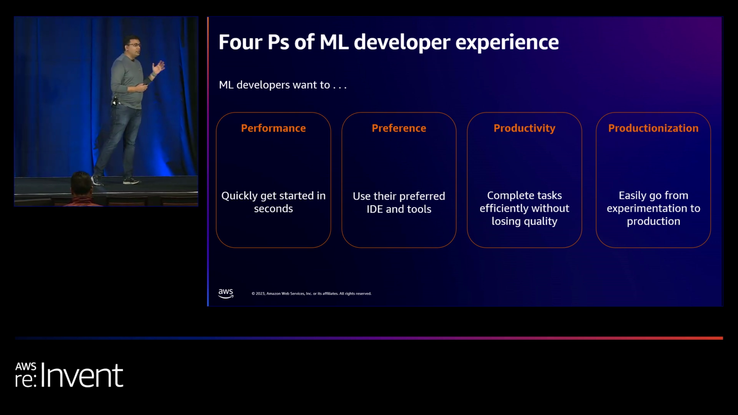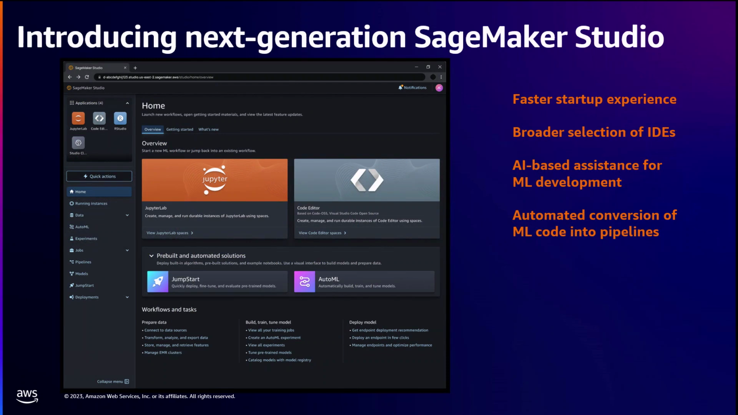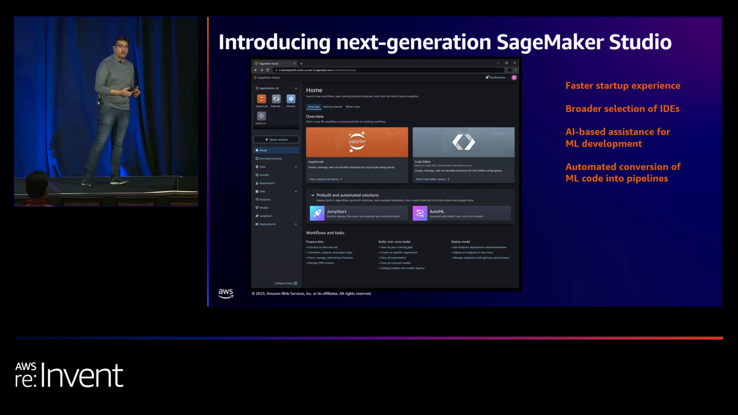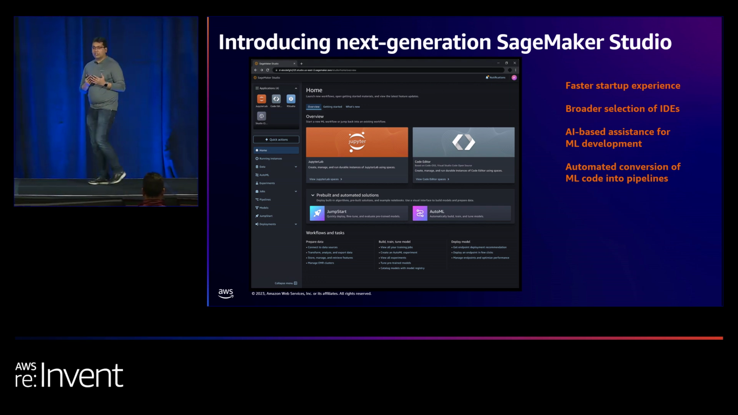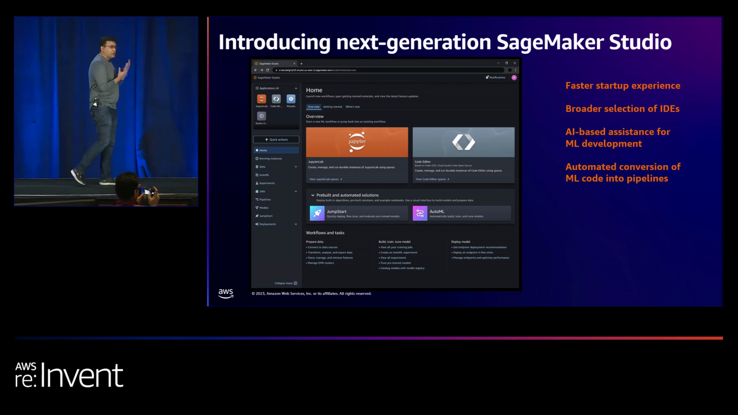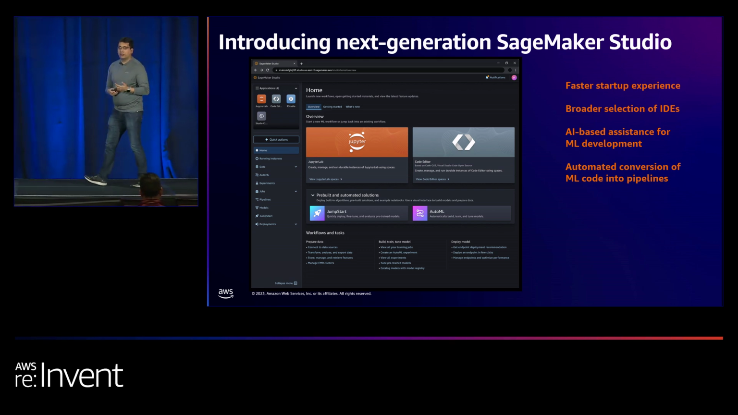And in order to address all these 4 Ps, the 4 key pillars of the developer experience, I'm super pleased to announce the launch of the next generation of SageMaker Studio that comes with a blazing fast startup experience, an even broader selection of the code editors, AI-based assistance for all your ML tasks, and new tools to automatically convert your machine learning code into pipelines. Some of these tools were launched in our leadership keynotes over the last 2 days, with the latest one being the code editor, which was launched in Werner Vogels' keynote this morning. We are going to do a deep dive on each of these innovations one by one.